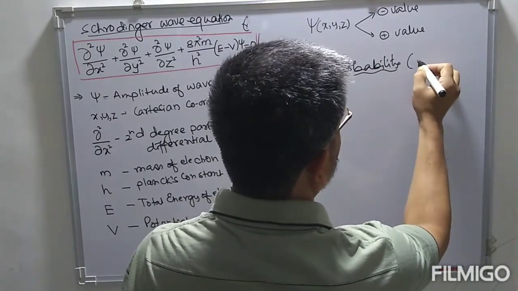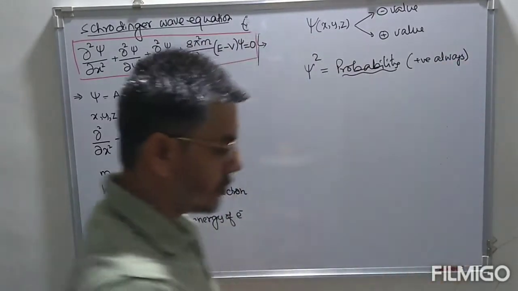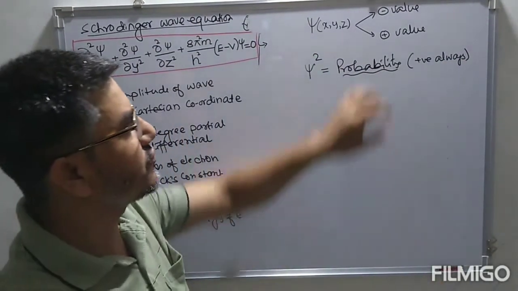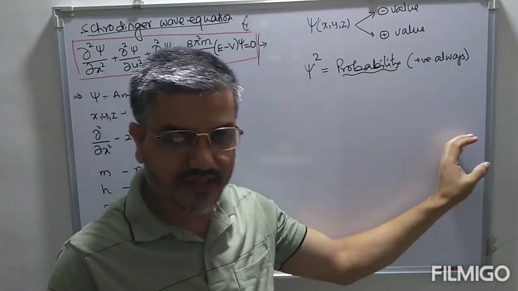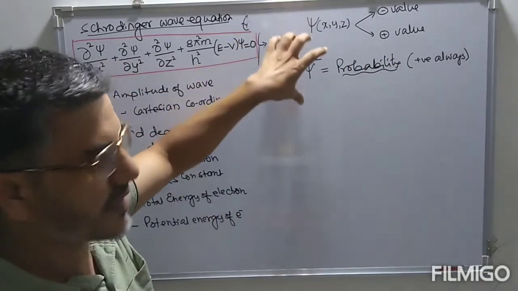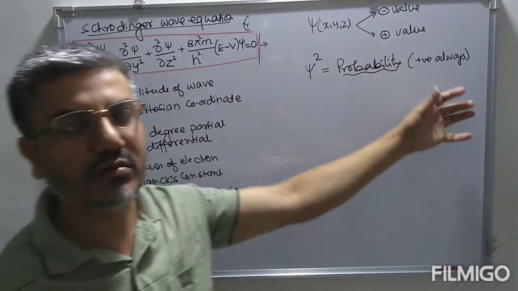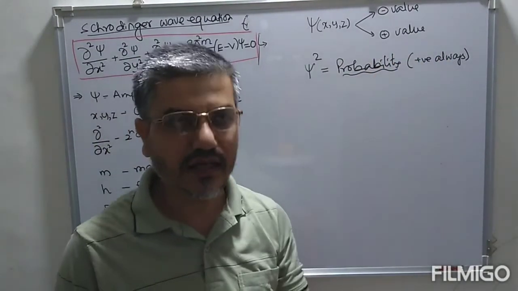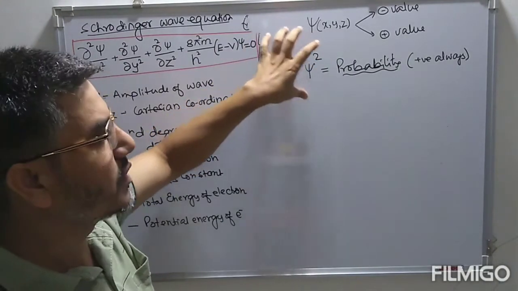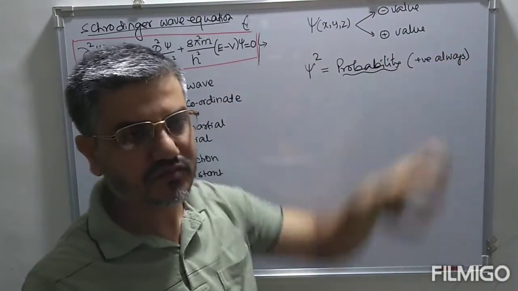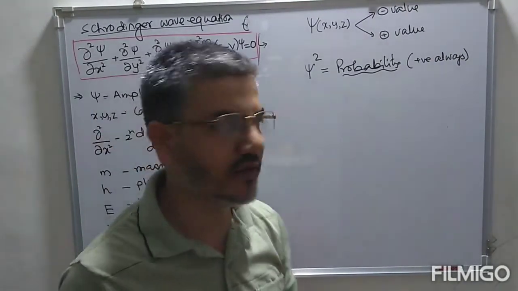So this will always be positive. To overcome the negative value of this wave function psi, since the probability of finding the electron cannot be negative, we convert this psi into psi square. In most cases, we'll be using this psi square, which represents the probability of finding the electron in an atom. So these probabilities, which psi square represents, will always be positive. Either the probability is 0 or we'll have a positive value.